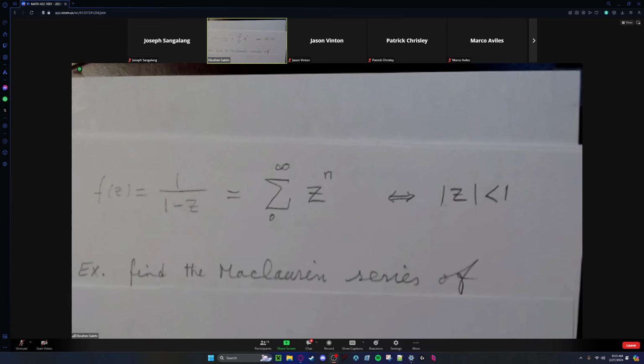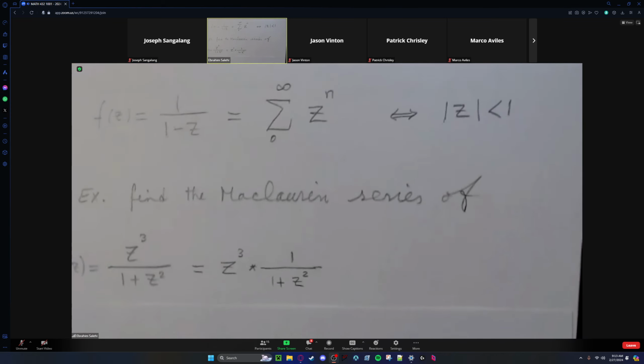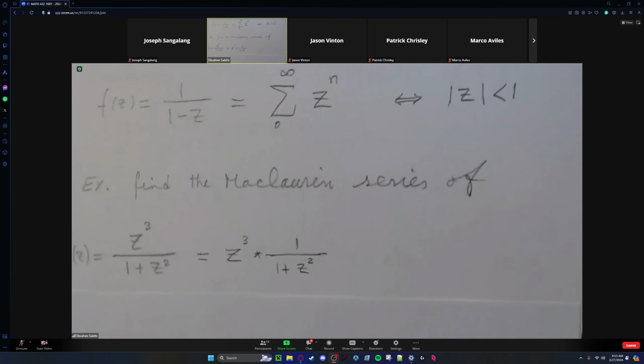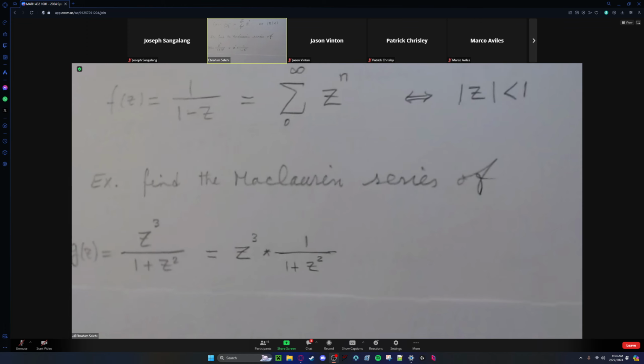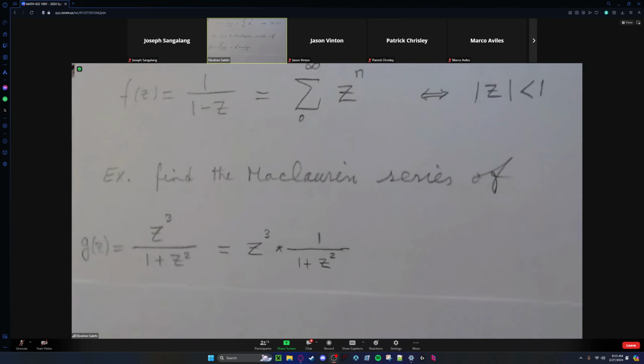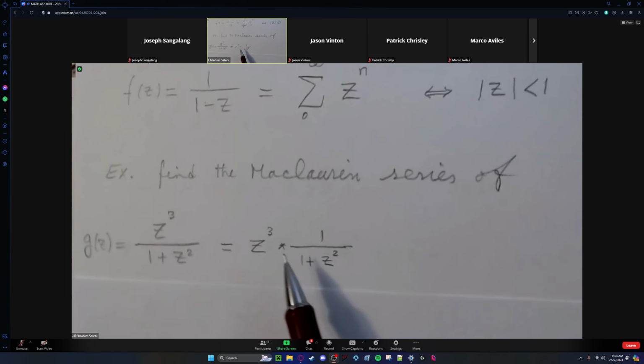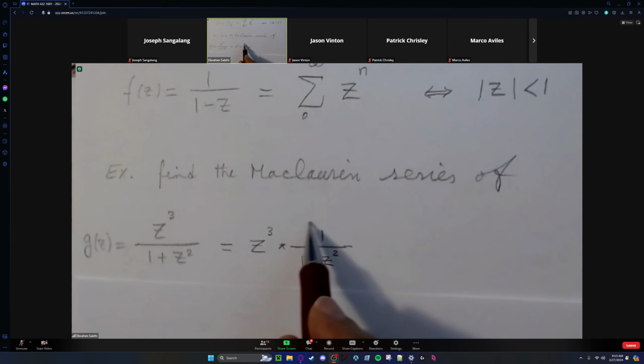Now I want to find the Maclaurin series of this function. Maclaurin series means in powers of z. When you are doing in powers of z, we don't have any problem with this part. It's already in powers of z. So the question is, what about this part?